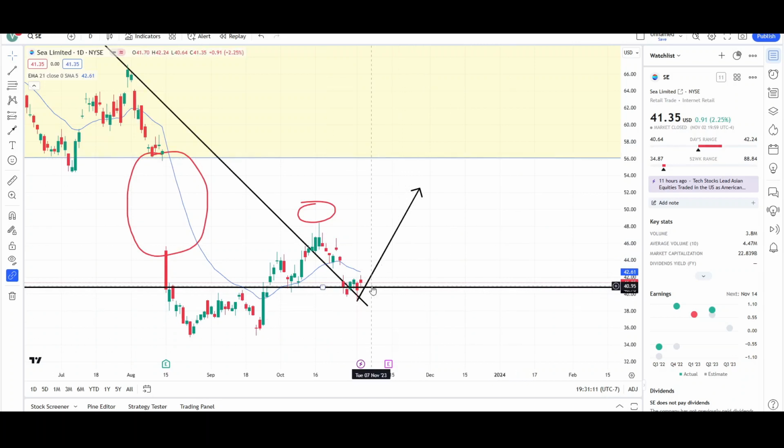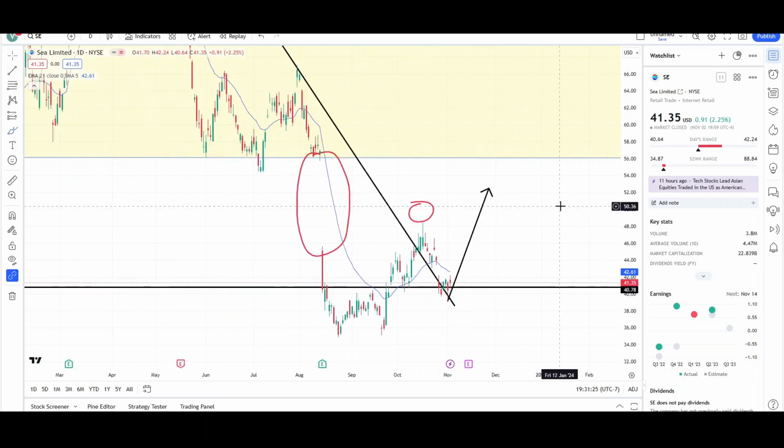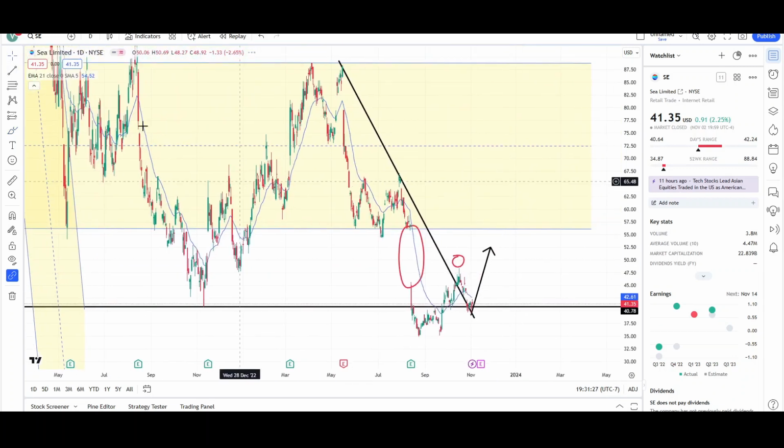But again, if this breaks down lower, then it could come back to this double bottom. If price is going sideways and there really isn't any momentum to the upside or downside, it's hard to say which direction the market is trying to go. So that's all I have for C Limited on the daily chart. And let's take a look at the weekly chart.